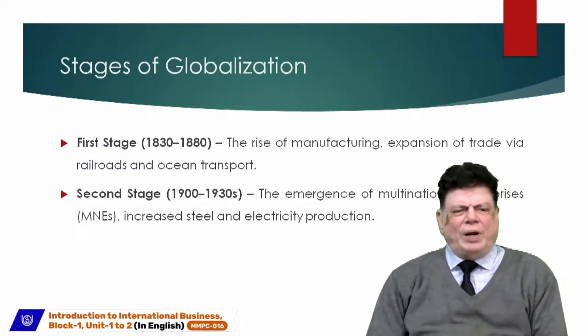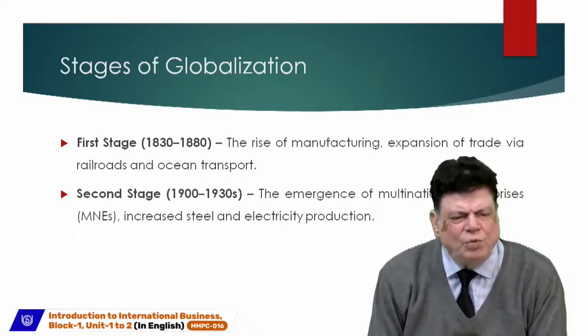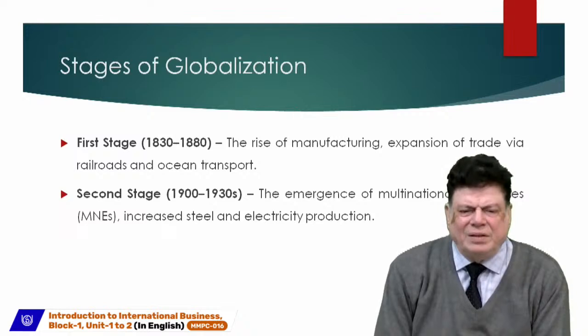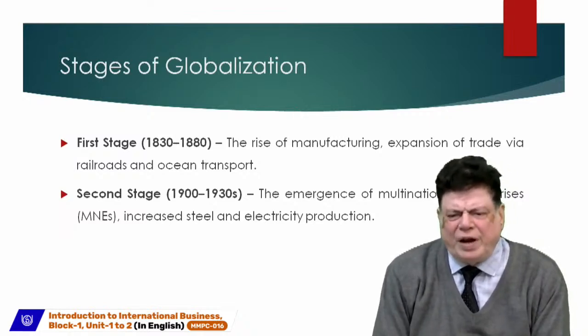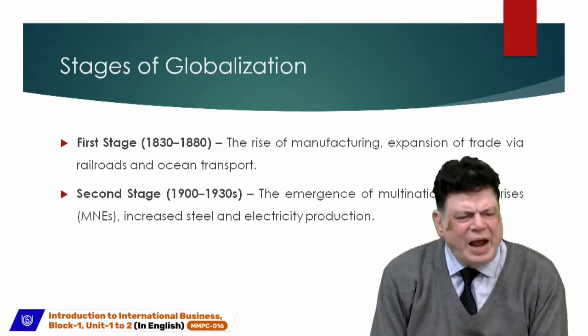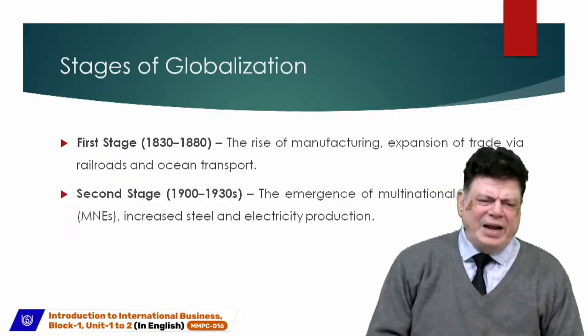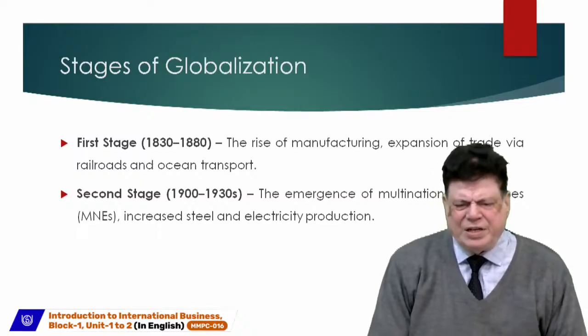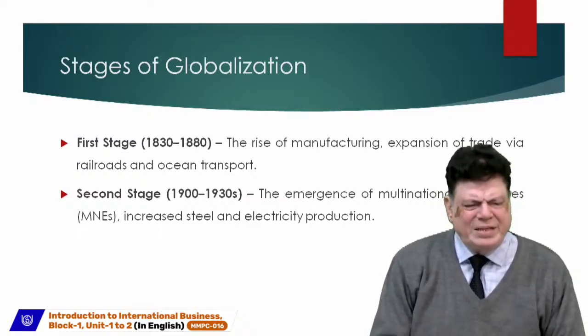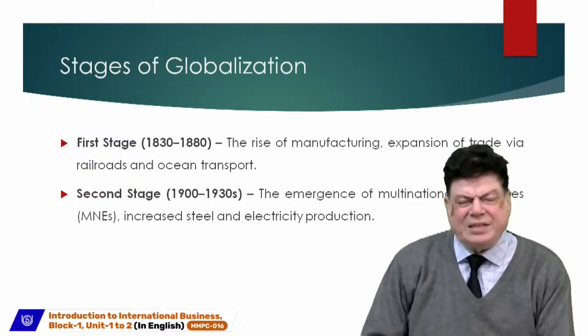Stages of globalization. First stage was 1830 to 1880. The rise of manufacturing, expansion of trade via railroads and ocean transport. Second stage was 1890 to 1930. The emergence of multinational enterprises, MNEs, increased steel and electricity production.